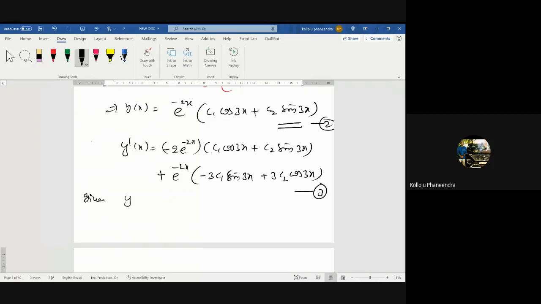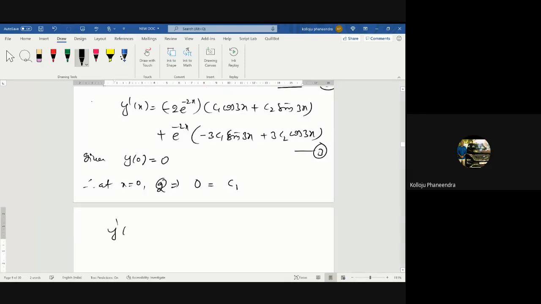Given y of 0 equal to how much? 0 is given, right? Therefore, at x equal to 0, equation 2 implies, at x equal to 0, what is y of 0? 0, and this value 1, you will get c1. That's it. This value 0, this value 1, c1 value 0. Next, what is given? Y dash 0 is given as 1.